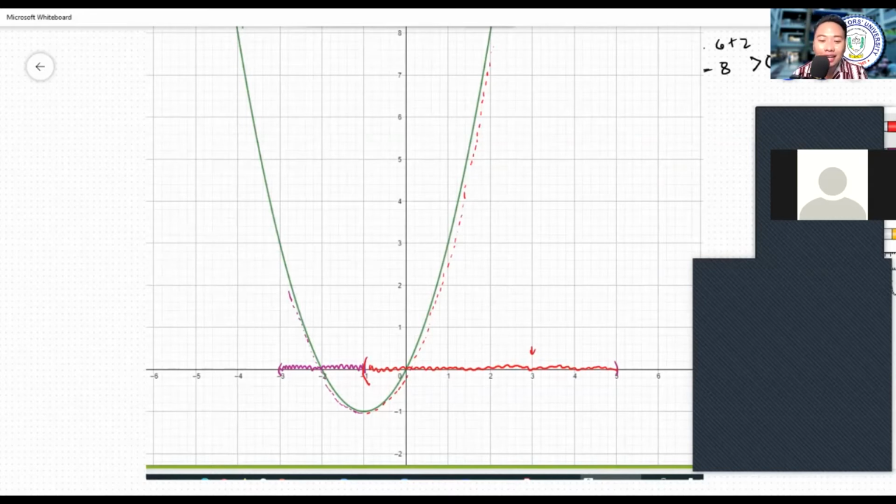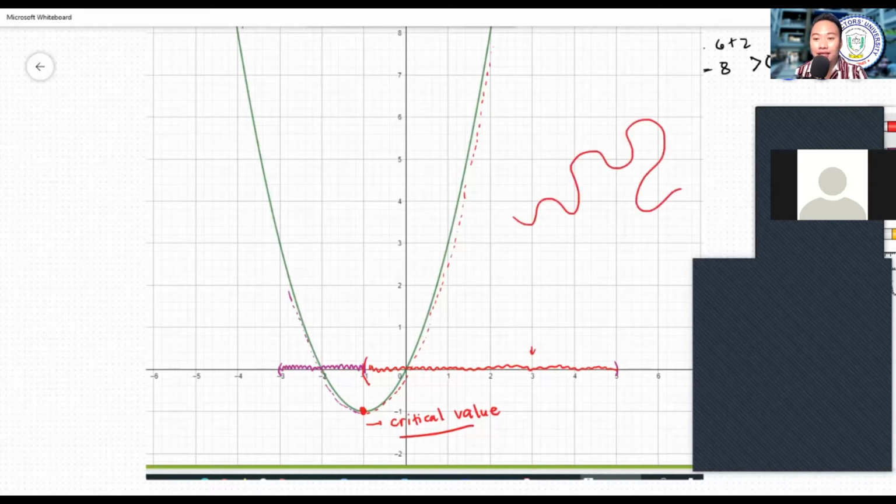Now, guys, this part here, this is what we call critical value. Critical value. That's a critical value. Okay, critical value, guys, you can say it's a turning point of a polynomial function. There are functions with different shapes, guys.